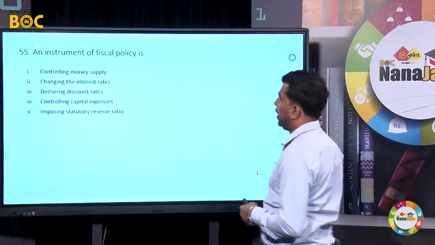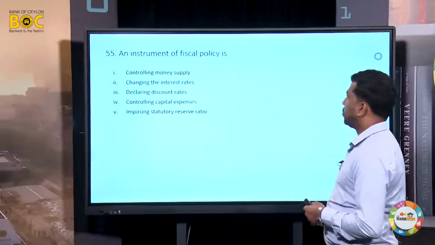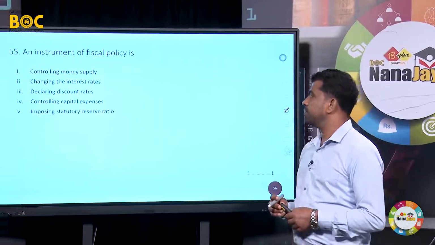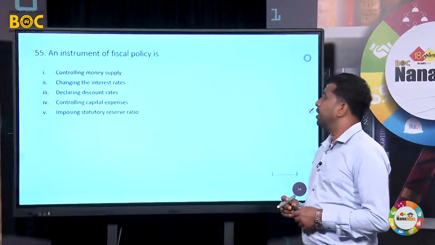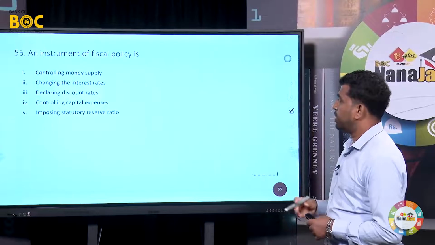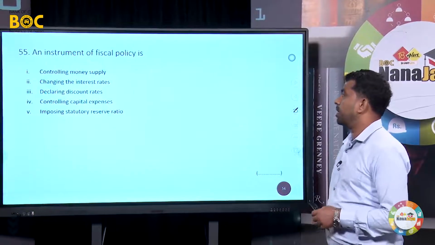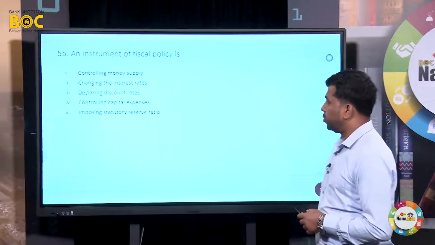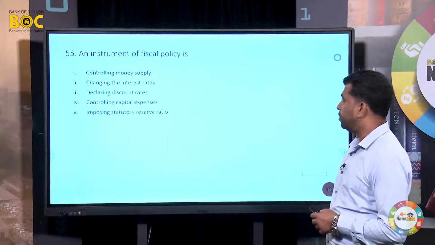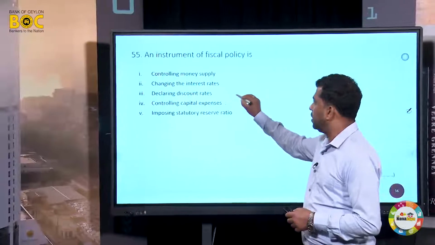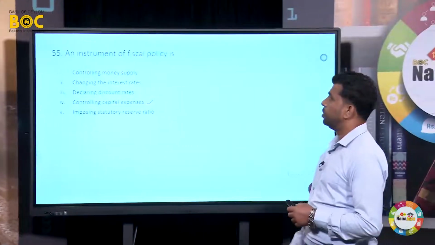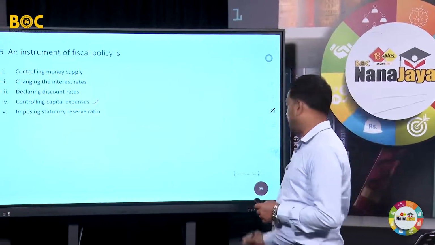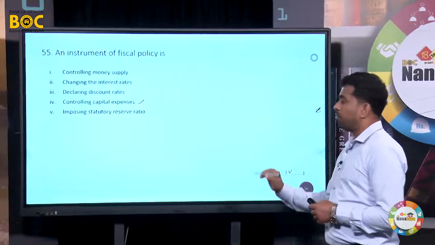Control in money supply. Change in interest rate, it's a monetary policy instrument. Declaring discount rates, it's a monetary policy instrument. Control in capital expenses, it's an instrument or tool of fiscal policy. Imposing statutory reserve ratio is also an instrument of monetary policy. So the correct option is the fourth one for question number 55.